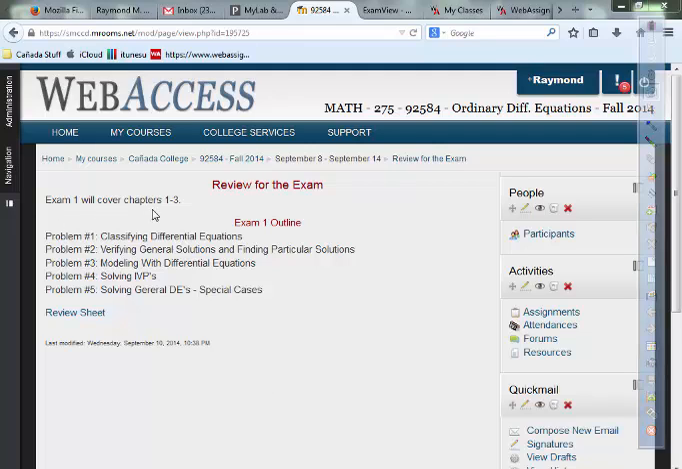Exam 1 will cover chapters 1, 2, and 3. Outline here shows that there's going to be 5 problems on the test. Problem number 1 will be classifying differential equations.